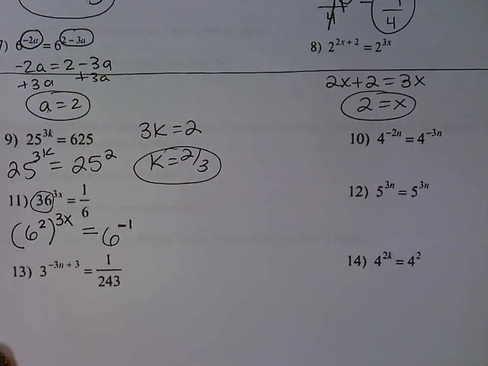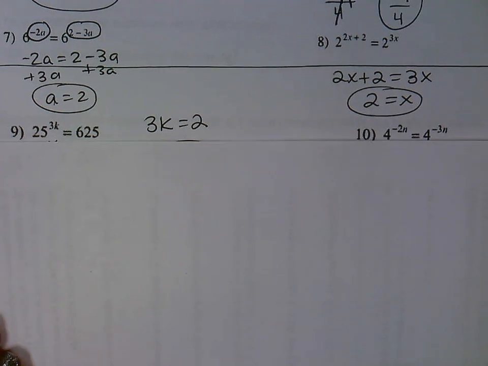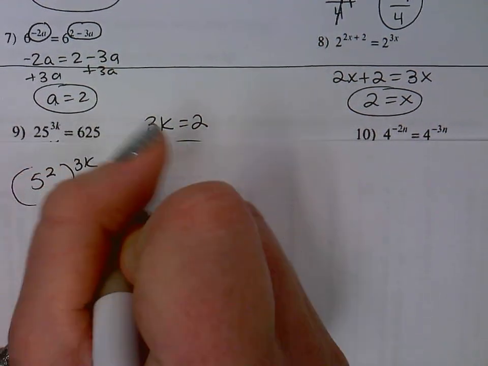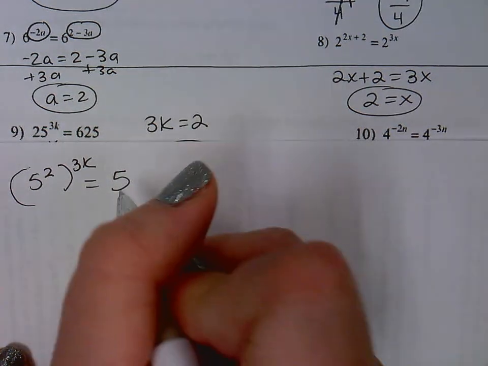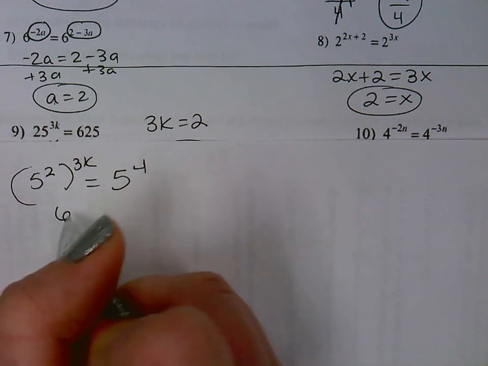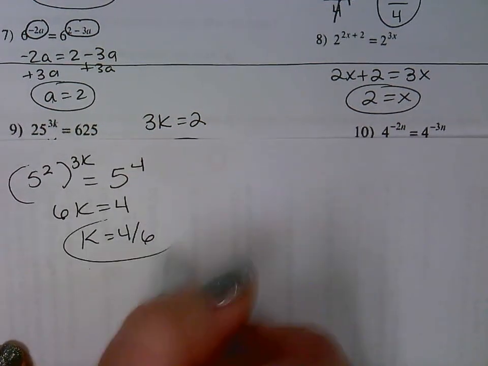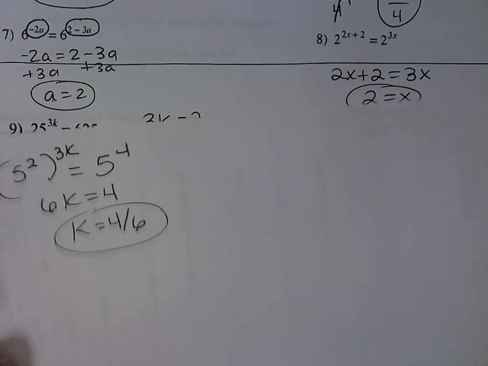Did some of you change it into a 5 though? Or did you go, okay, so if I changed it into a 5 instead, this would have been 5 squared, 3k, 5 to the 4th. Is that what it is? 5 to the 4th. So you said 6k equals 4. You still should have gotten 2/3. Maybe you wrote it as 4/6, but 4/6 and 2/3 mean the same amount.